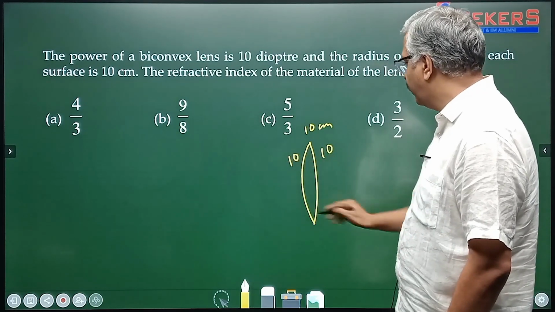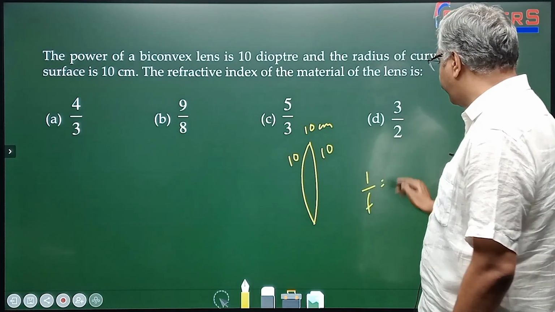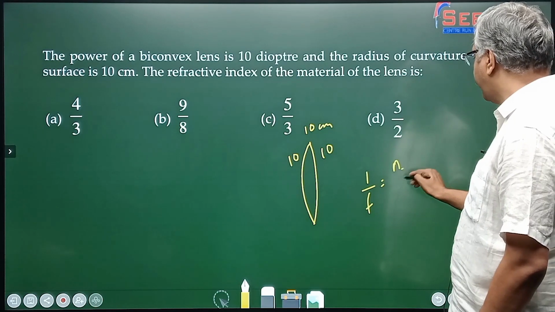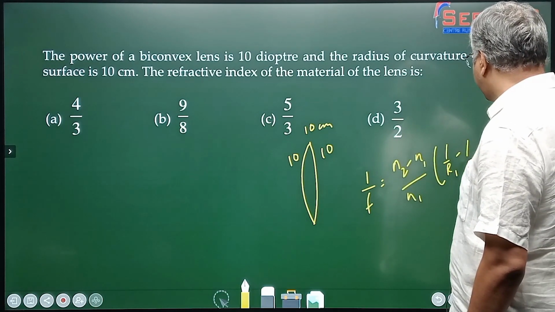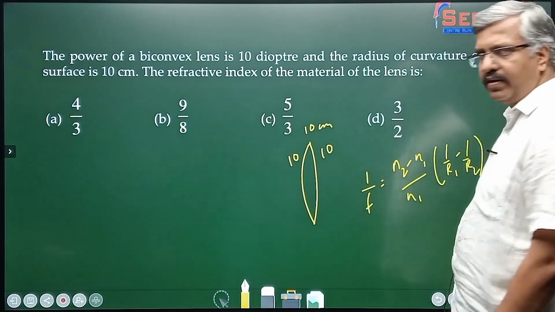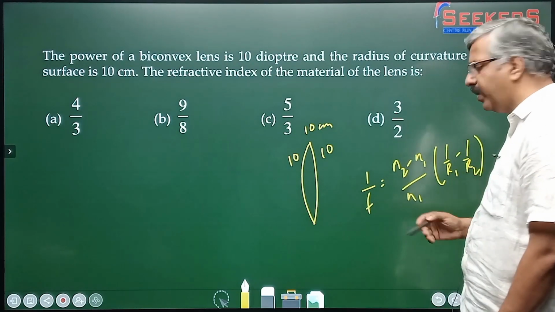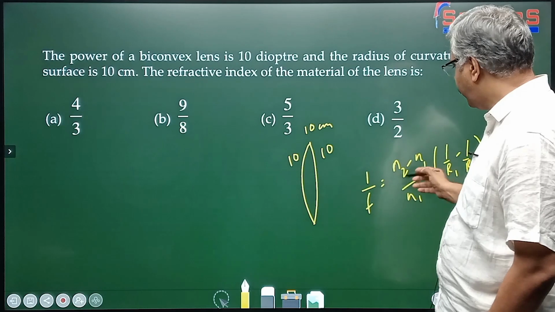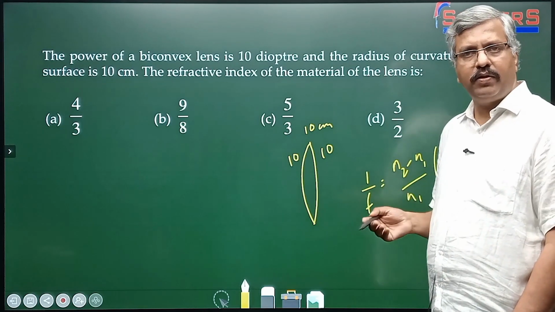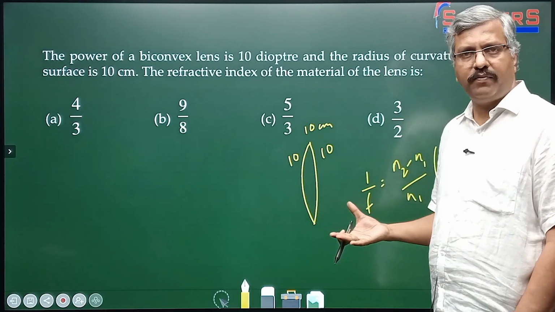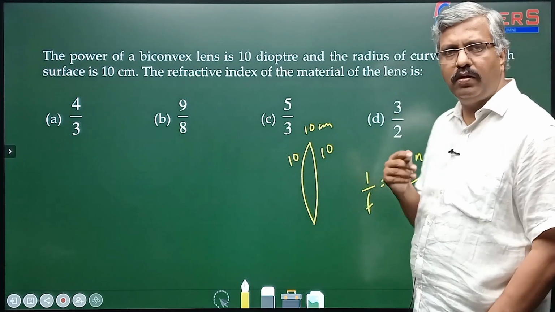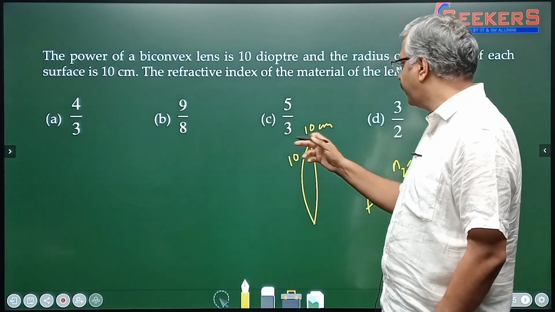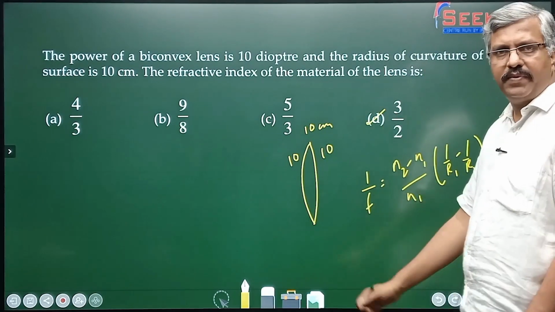So in lens maker's formula we have learnt 1 by f is equal to n2 minus n1 by n1 into 1 by r1 minus 1 by r2. In all these cases we have seen that if r1 equal to r2 and n2 is 3 by 2, r is equal to f. This is a simple question which is a part of theory. So here r must be equal to f given in the question. So refractive index must be 3 by 2. So option D must be the answer.